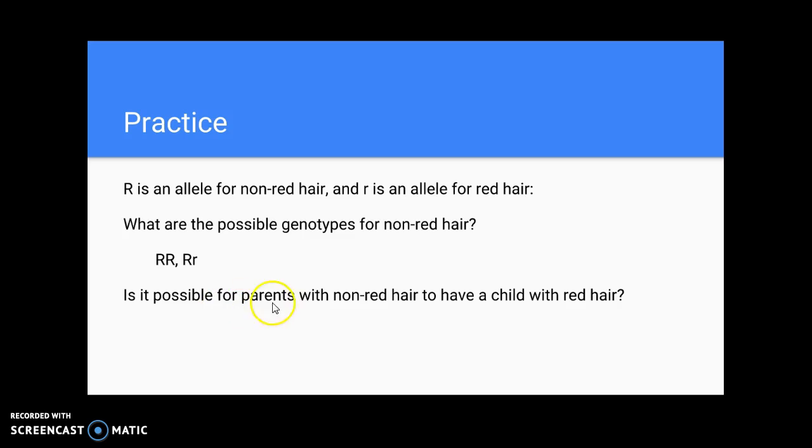Is it possible for parents with non-red hair to have a child with red hair? Well, each of them would need to give a little r, so that the child would have the genotype little r, little r. Is it possible to have parents with non-red hair, but they each have a little r to give? Yes, they could both have the genotype big R, little r.